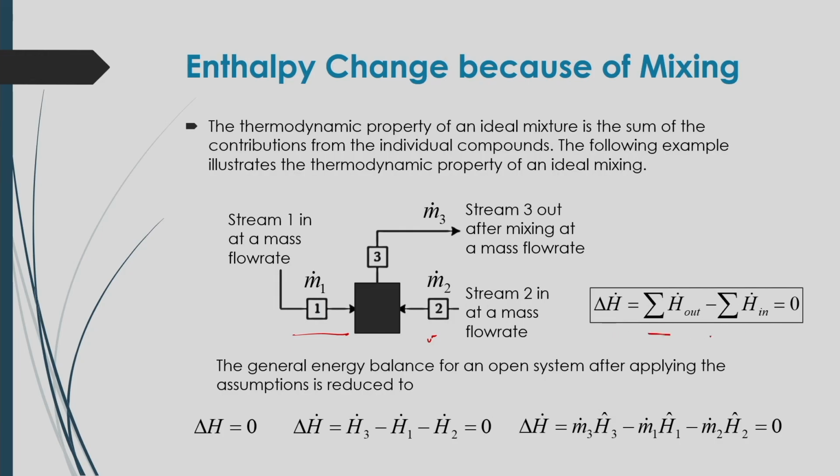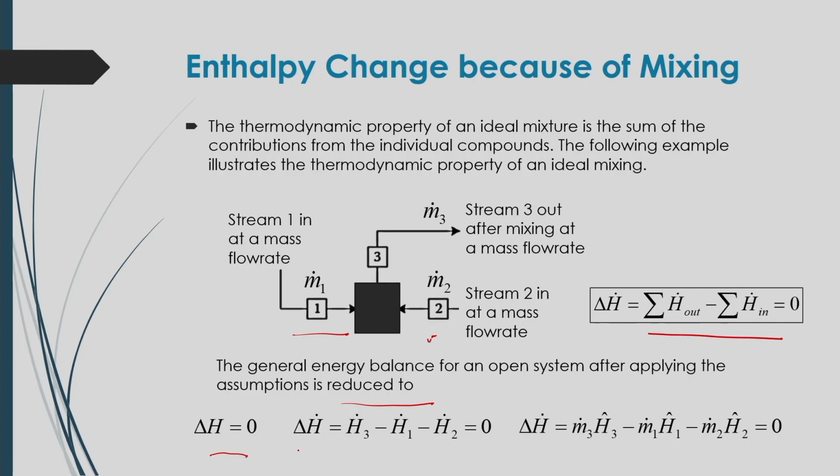So, we can have this equation: summation of enthalpy in the outlet streams minus summation of enthalpy in the inlet streams. There may be more than one inlet, so accordingly you have to sum up the total enthalpy in the inlet streams. The general energy balance for an open system after applying those assumptions is reduced to this: delta H equals 0.